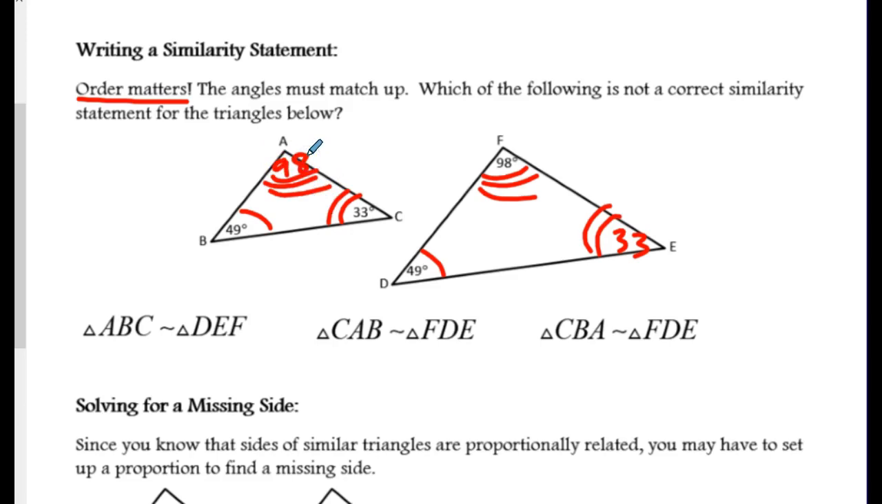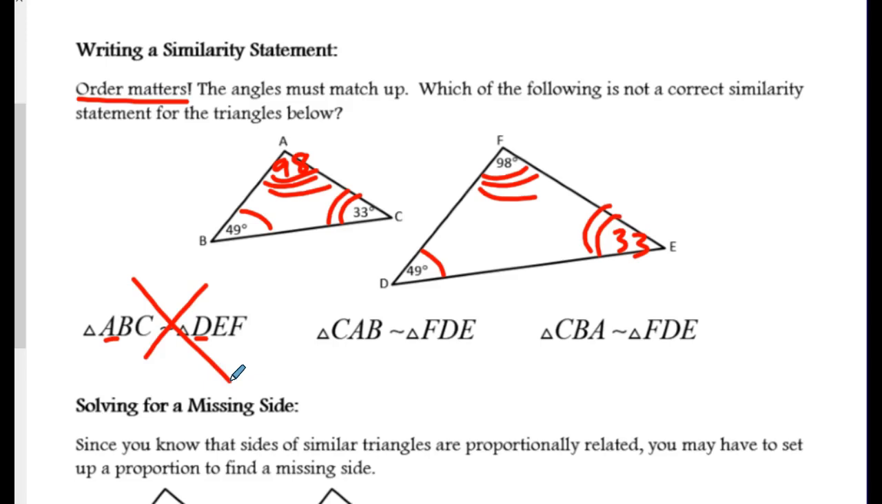Okay, so are these similar statements? We're going to put yes or no, or we're going to cross them out if it's no. So look at the first one. A, B, C, D, E, F. Does A correspond with letter D? So A is 98. What's letter D here? 49. Does this make sense? No, because the order matters. Angle A does not correspond with angle D.